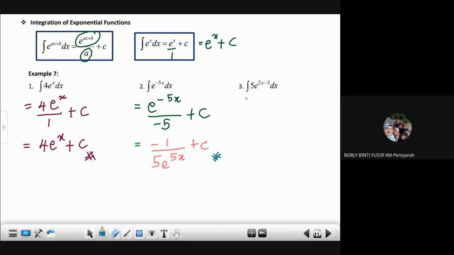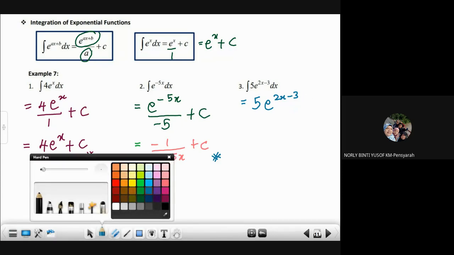Okay, then goes to number 3. Number 3 also the same thing. You ada constant 5. So differentiate of exponential, 5 tulis, exponential, tulis balik exponential 2x minus 3. Jangan pula bila differentiate exponential, you buat macam ni, you pergi plus 1. Salah tau, sebab exponential is not algebra.